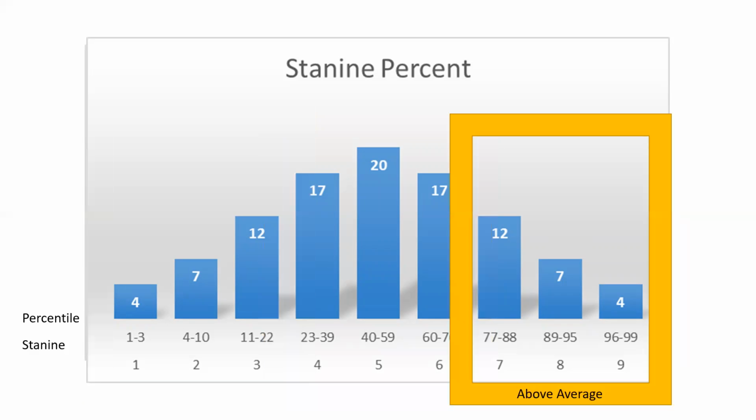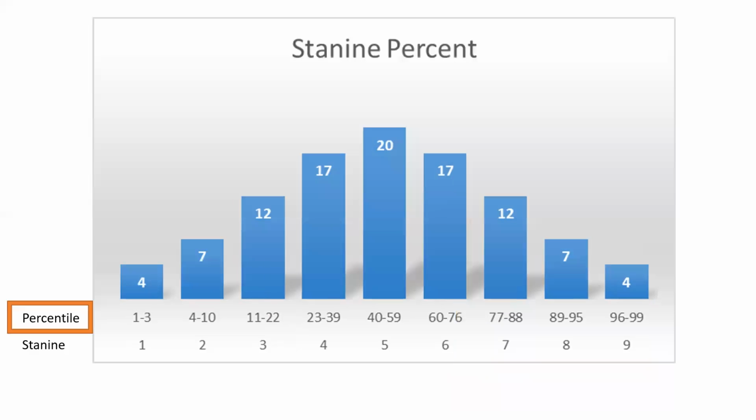A Stanine of 7, 8, or 9 is considered above average performance. 23% of students will score above average on a given subtest. Our sample student scored a percentile of 70 on reading comprehension when compared to the national norm. If we look here at percentile 70, that lines up with a Stanine of 6, and 17% of students scored a Stanine of 6 on a given subtest. Stanine 6 is average. Our sample student's score for reading comprehension is average.